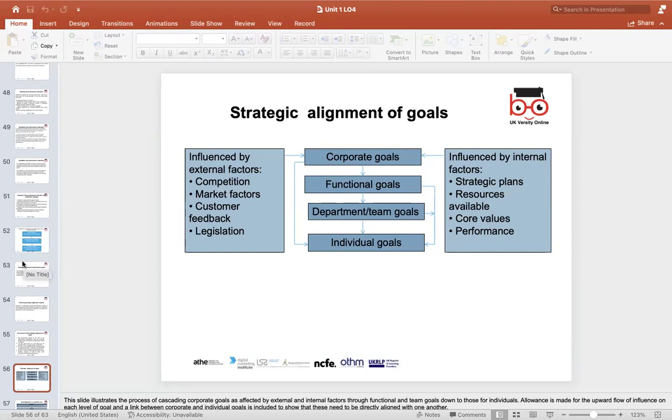You have strategic alignment of goals, and how they are influenced by external factors. So you might have competition, market rates, customer feedback. You might be having so many different external factors that play various roles on the company's individual or end goal. They are also influenced by internal factors. You might have strategic plans, resources, core values, etc.